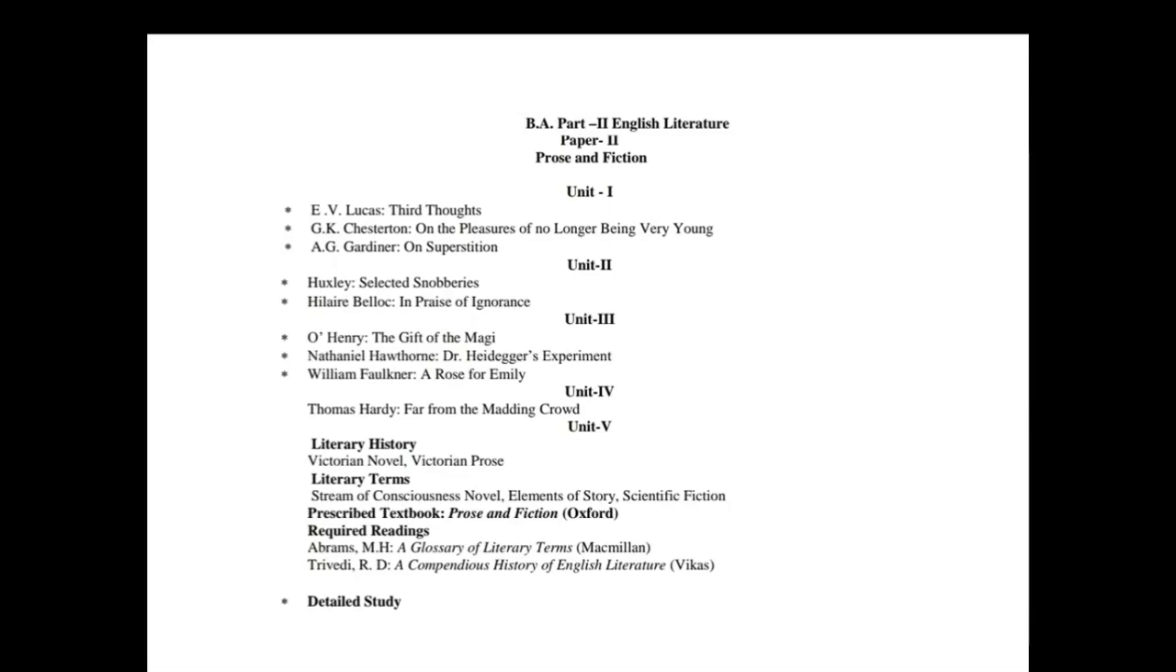The next, G.K. Chesterton's essay On the Pleasure of No Longer Being Very Young, meaning the pleasure of being old. G.K. Chesterton was an English writer, philosopher, theologian and literary and art critic, and he is also referred to as the Prince of Paradox. Next, A.G. Gardiner's essay On Superstition is prescribed in our syllabus. A.G. Gardiner was an English journalist, editor and author, and he wrote under the pen name Alpha of the Plough.